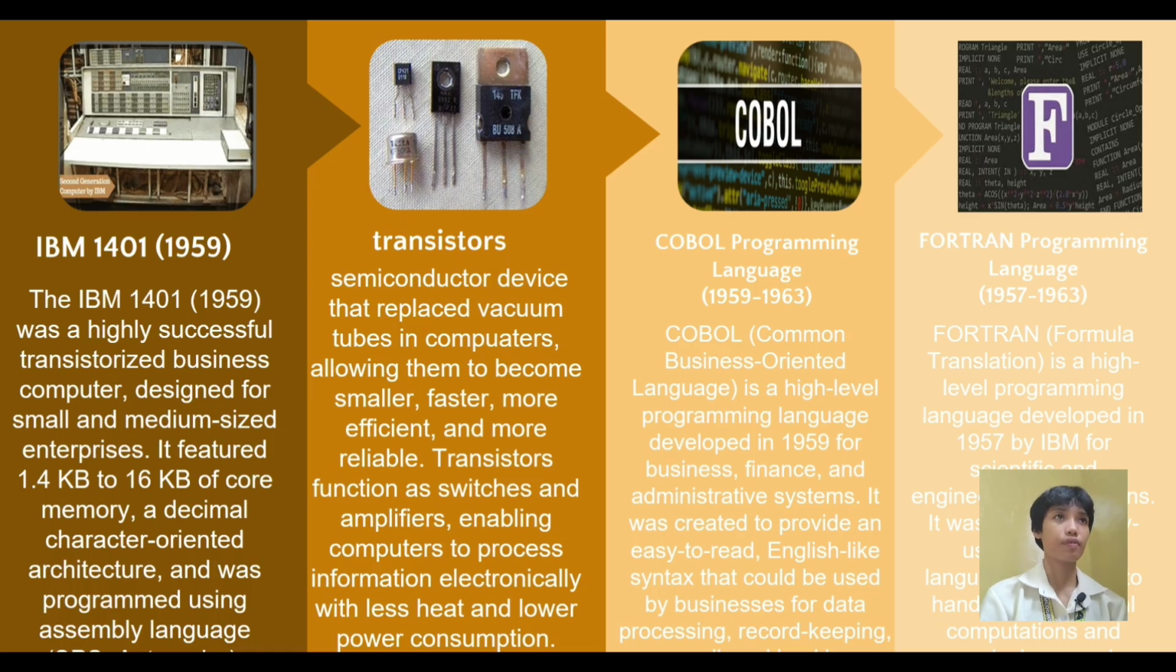And isn't it the vacuum tube consumes a massive amount of electricity? However, transistor consumes less heat and has lower power consumption. So the main purpose of transistor is it functions as switches and amplifier. So switches, it allows the information to pass through or not.